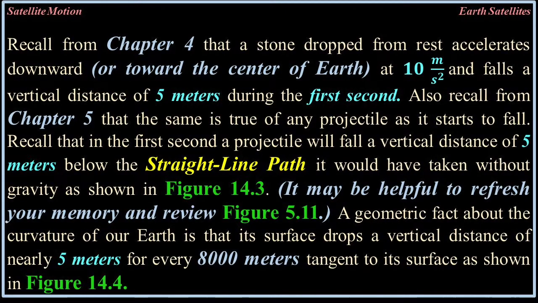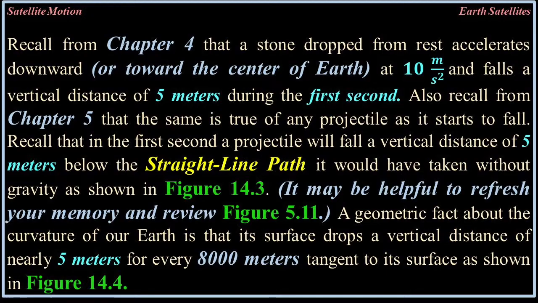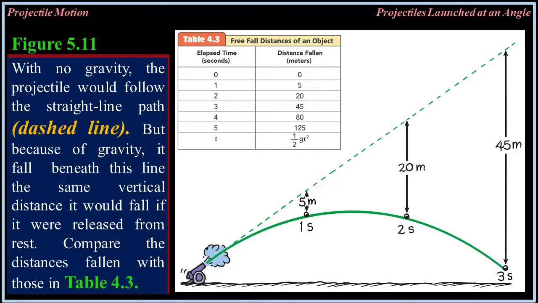Recall from Chapter 4 that a stone dropped from rest accelerates downward, toward the center of Earth, at 10 meters per second squared and falls a vertical distance of 5 meters during the first second. Also recall from Chapter 5 that the same is true of any projectile as it starts to fall. In the first second, a projectile will fall a vertical distance of 5 meters below the straight line path it would have taken without gravity, as shown in Figure 14.3. It may be helpful to refresh your memory and review Figure 15.11.